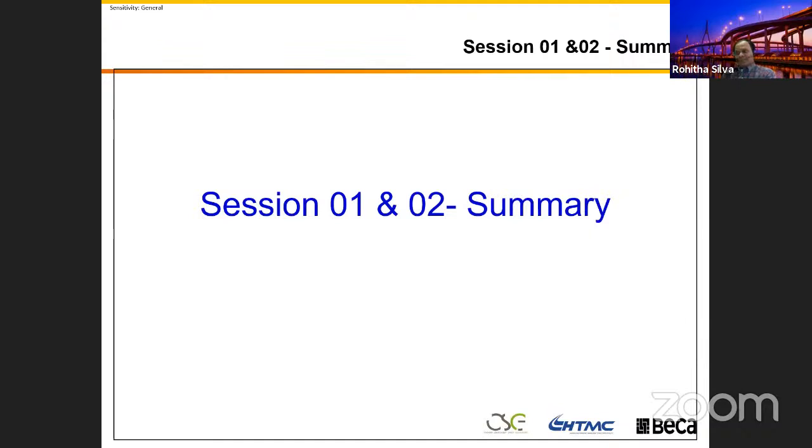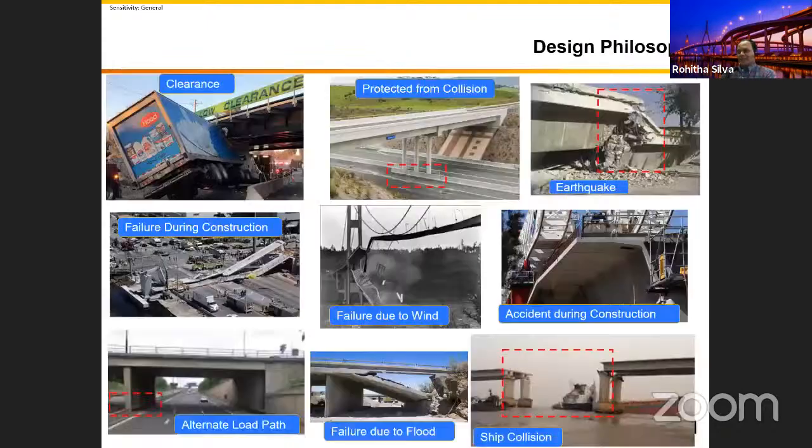Then I just touched base on bridge articulation and things, and that is what we discussed in session 2. Today we're going to discuss the bridge design philosophy. So what is the bridge design philosophy based on? That is what this particular slide shows. The simple example is you can design a bridge, right?